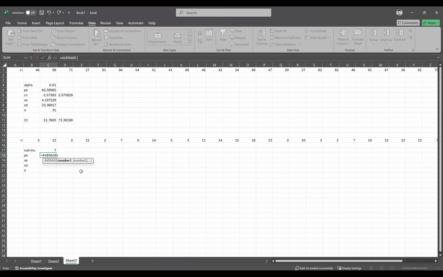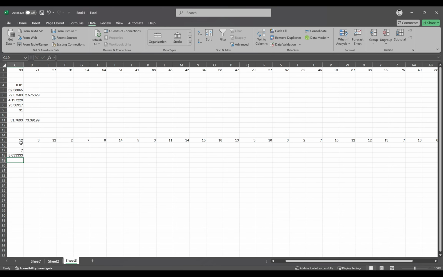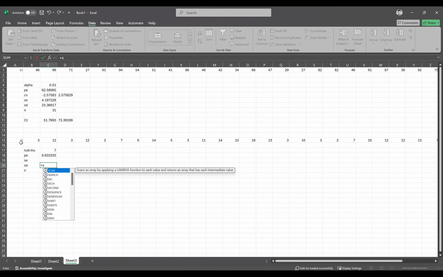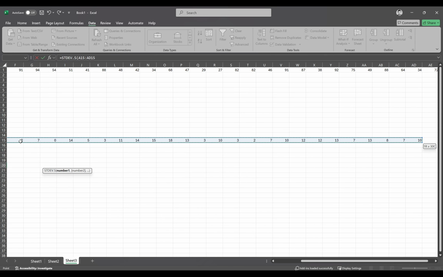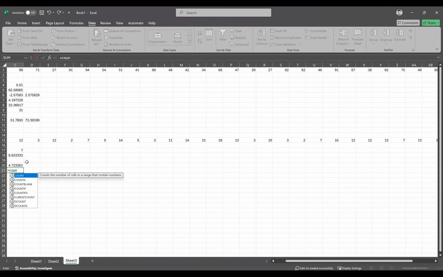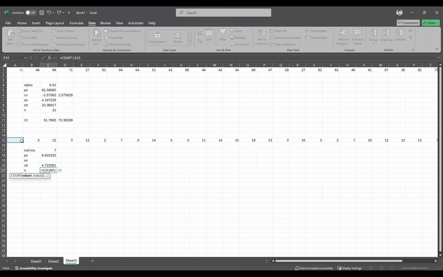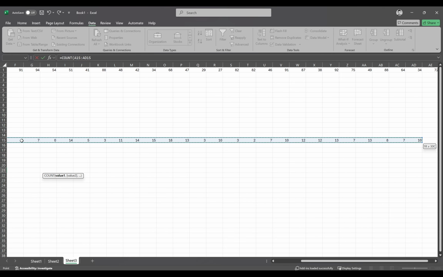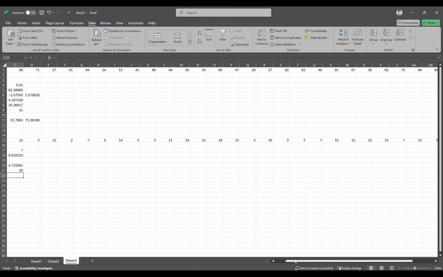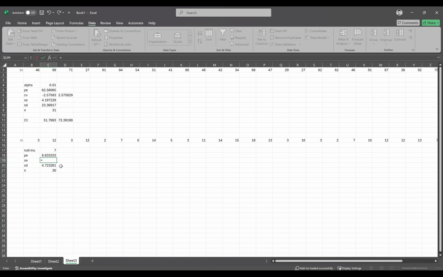I need my point estimate. That's going to be the average. For the standard error, and again, I'm not going to make that same mistake, it's that standard deviation. S, and Control Shift right, close parentheses, enter. And this is the count. Control left to go to the starting place, Control Shift right, close parentheses, enter. And then my standard error is going to be the standard deviation divided by the square root of the sample size. Cool.